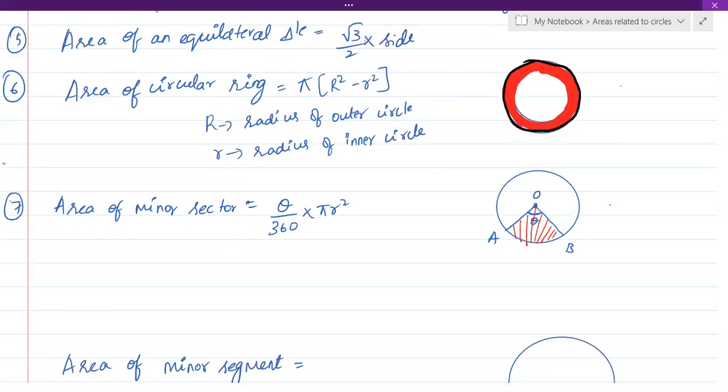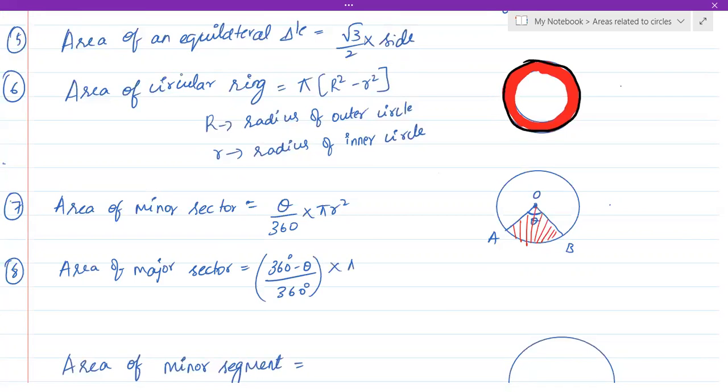Okay. Now, how do we find the area of major sector? Area of major sector is the same thing. Here, see, if it is a minor sector, then theta will be less than 180 degree. Now, if it is a major sector, it will be more than 180 degree. So you're going to use the same formula, or you can use this formula: 360 minus theta by 360 degree into pi r square.